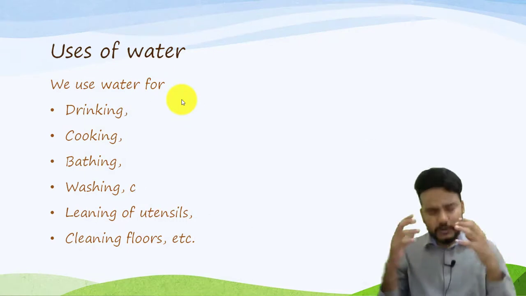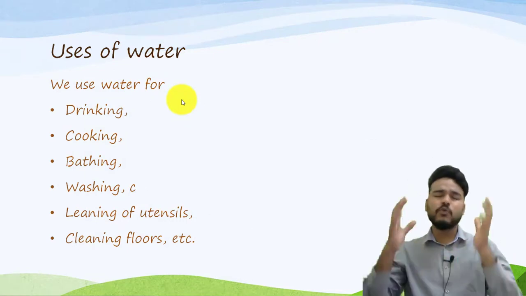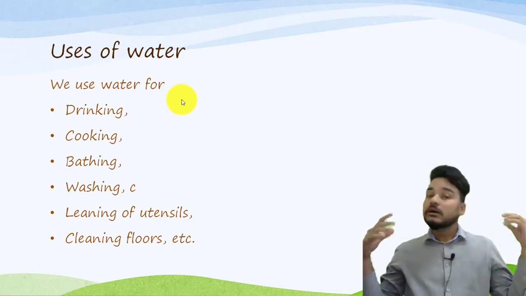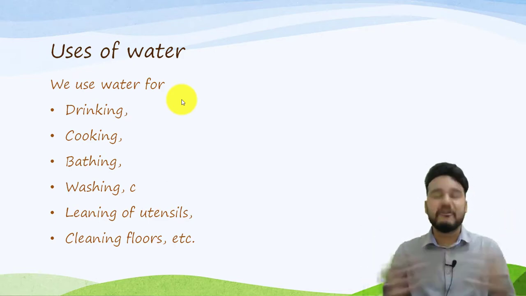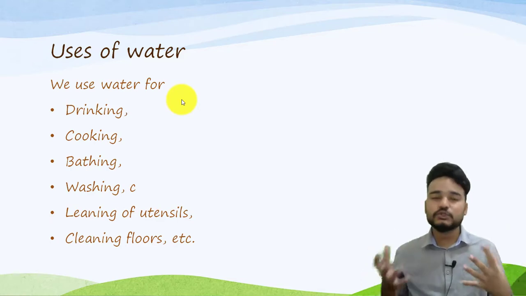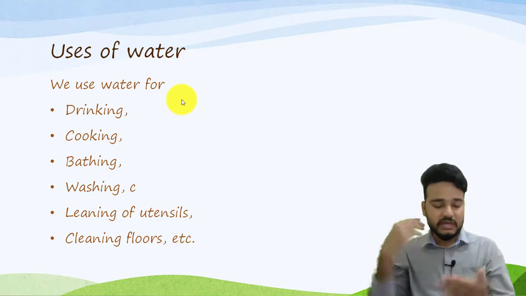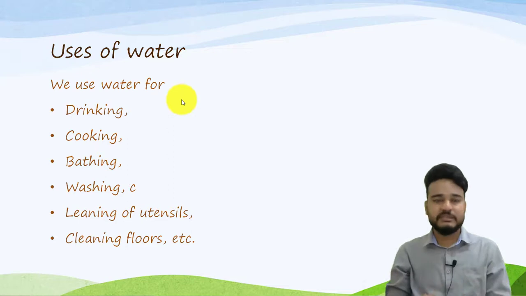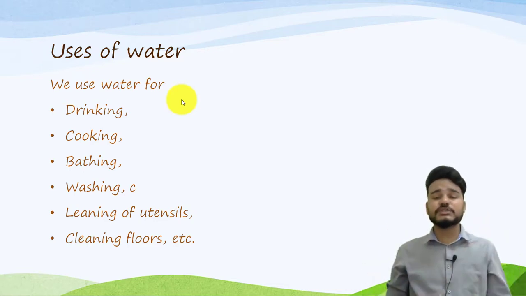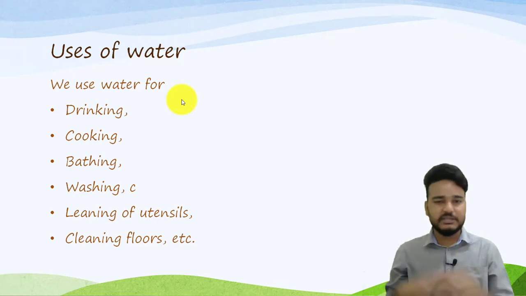Now, what are the uses of water? हम water किस चीजों के लिए यूज करते हैं? We use water for everything, like drinking. First thing that we do is drink water. हम हर चीज में water पीते हैं, because if you are drinking juice or something, सभी के लिए we need water. So first use is drinking, पीने के लिए, पानी पीने के लिए.